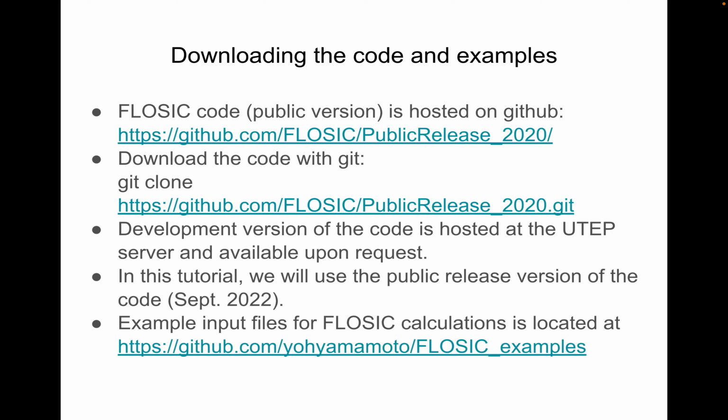In this tutorial, we will use the public release version of the code dated September 2022. I've also prepared an example sample input for you to run the FLOSIC calculation, and that is located at my personal GitHub repository, under the FLOSIC example. So that's what we are going to use.